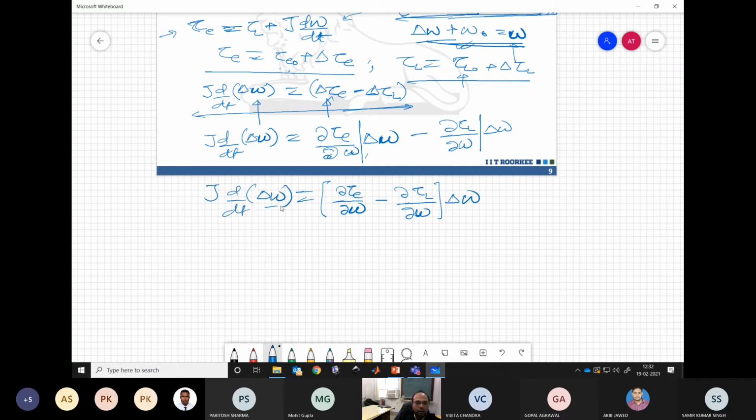If you have difficulty in taking delta omega as one quantity, you may consider delta omega as some x or alpha. So that will simplify the terms for you. So we are basically looking for the delta omega, that what value it will attain with time. This is something similar to a constant value, because whenever we perturb omega, we know how much this is going to change. Basically, this is the slope of tau e with respect to omega, and this is the slope of tau l with respect to omega. So this is more or less a constant times delta omega.